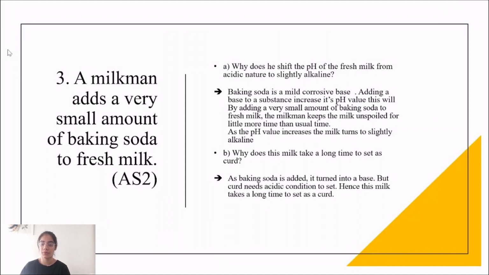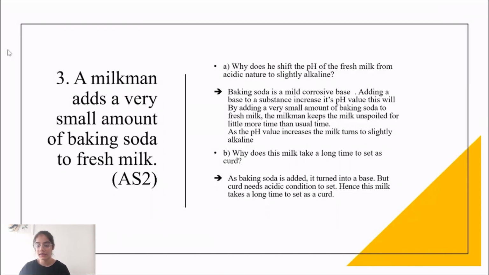So to answer both questions, part A, we can say baking soda is a mild corrosive base. Adding a base to a substance will increase its pH value and will make the fresh milk alkaline. By adding a very small amount of baking soda to fresh milk, the milkman keeps the milk unspoiled for a little more time than usual. As the pH value increases, the milk slightly turns alkaline.